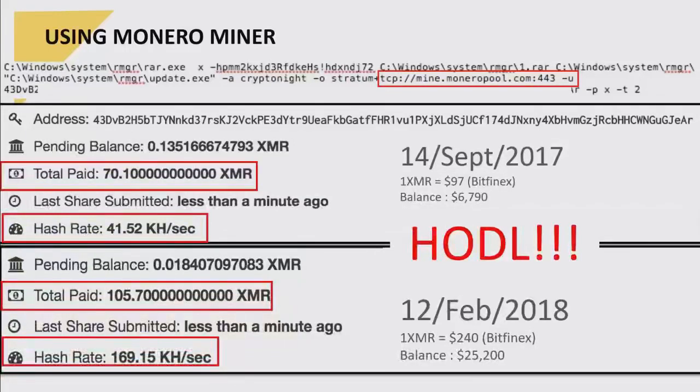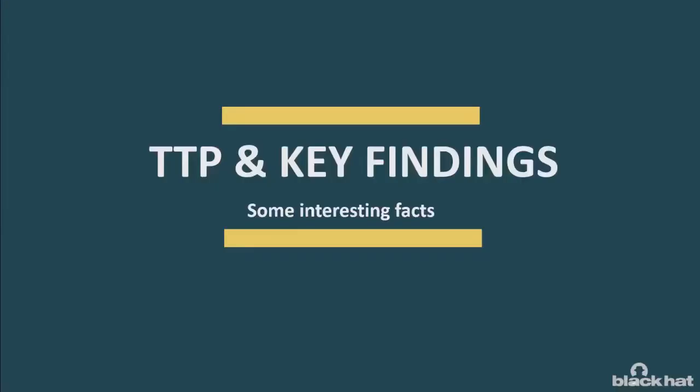With further investigation, we found a wallet address, and with curiosity, we checked it. We found that in September last year, the wallet contained 70 Monero, worth about $7,000 at that time. We checked again this year in February, and found it had gained about 106 Monero coins, about $25,000. So they have been earning some money recently.